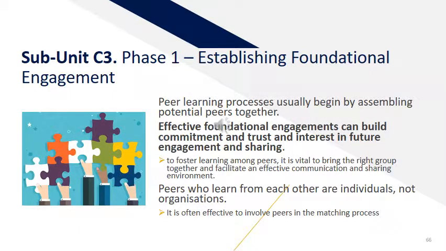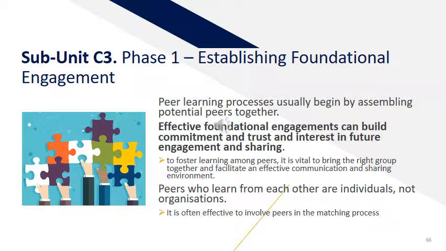Subunit C3, Phase 1, Establishing Foundational Engagement. Peer learning processes usually begin by assembling potential peers together. There are many ways to do this, and it matters how it is done. Effective foundational engagements can build commitment and trust and interest in future engagement and sharing. Less effective engagement can undermine future learning potential. If one wants to foster learning among peers, it is vital to bring the right group together and facilitate an effective communication and sharing environment.